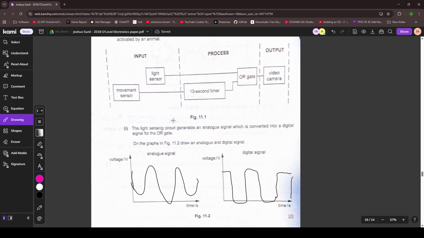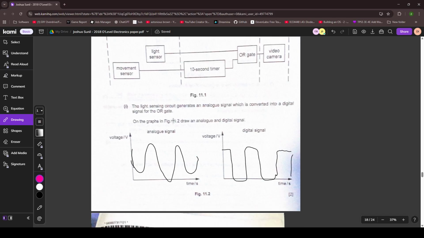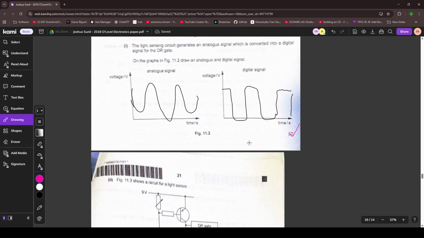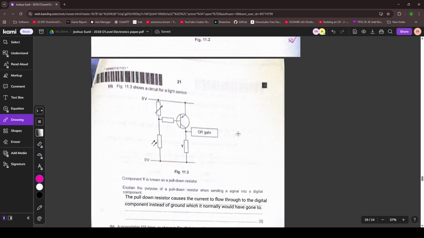The light sensing circuit generates an analog signal which is converted into a digital signal for the OR gate. On the graphs, draw an analog and a digital signal. Yeah, okay. I'll give you the mark. Figure 11.3 shows a circuit for a light sensor. Component Y is known as a pull-down resistor. Explain the purpose of a pull-down resistor when sending a signal into a digital component.